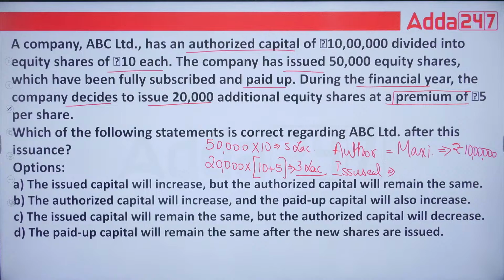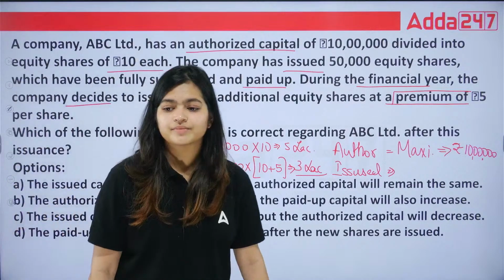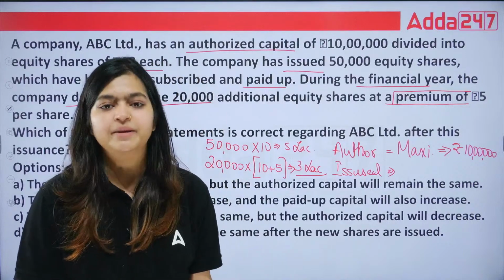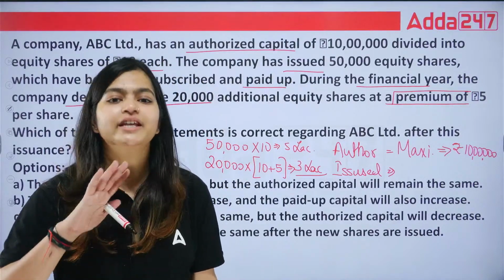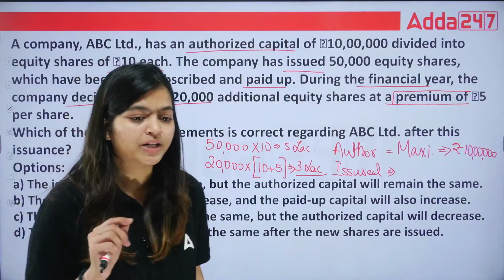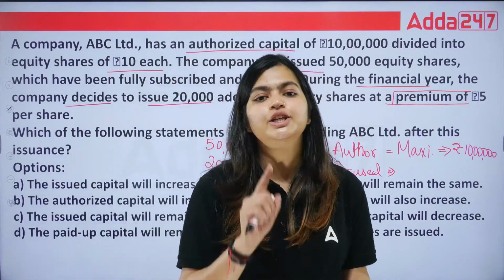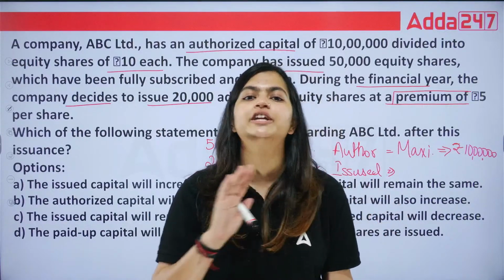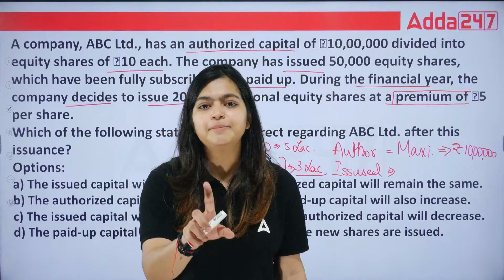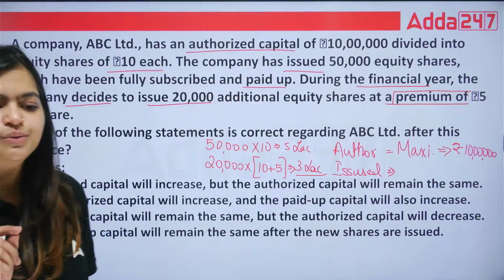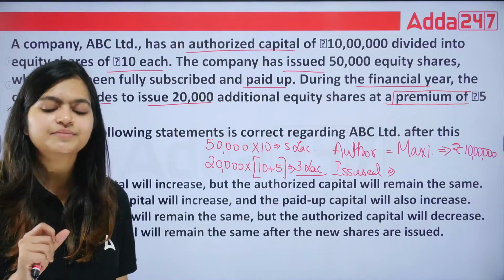Yes or no? Companies are allowed to issue at premium, but they cannot issue at discount. Do you know this is a very important point? The companies can issue shares at par, they can issue at premium also, but they cannot issue at discount. Except, do you know which shares we can issue at discount?